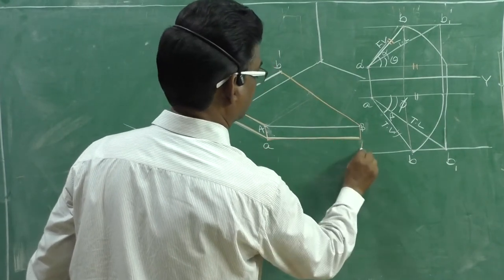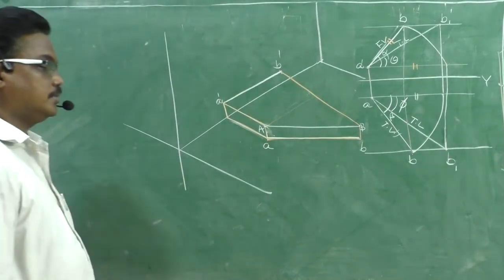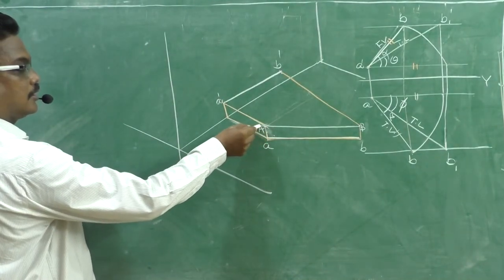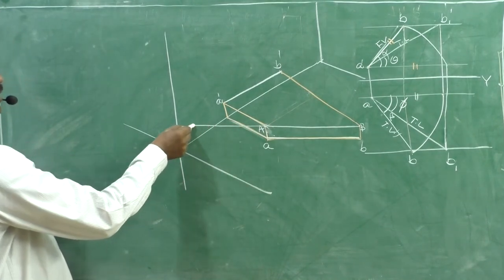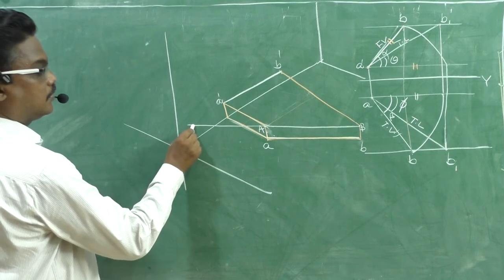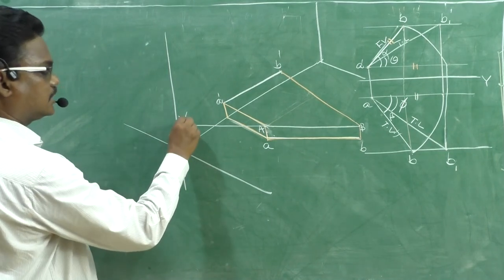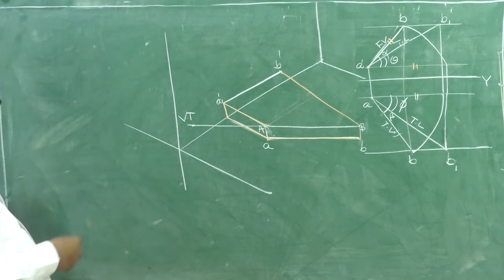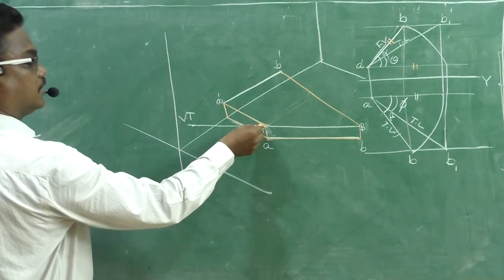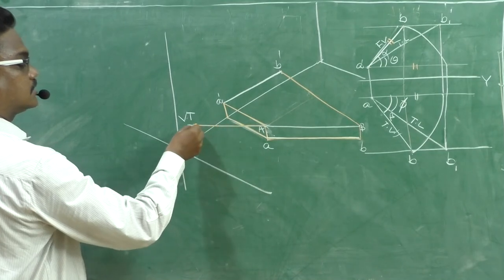A, B. Now, if we extend this line, it will cut the vertical plane here, and this is the vertical trace. If we extend it, it will cut the vertical plane here. This is the vertical trace.